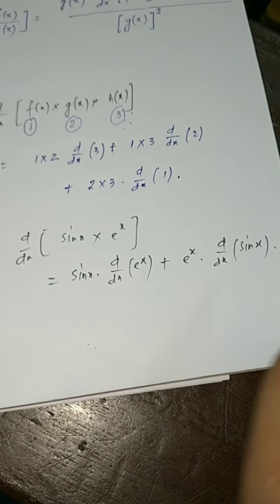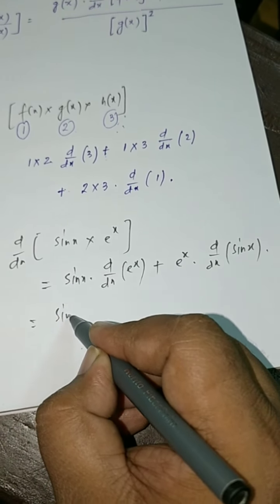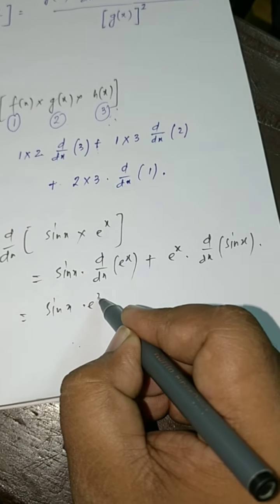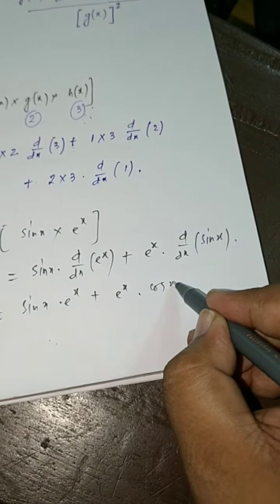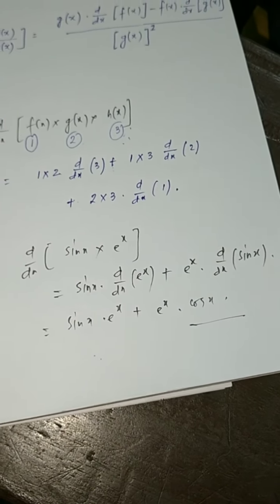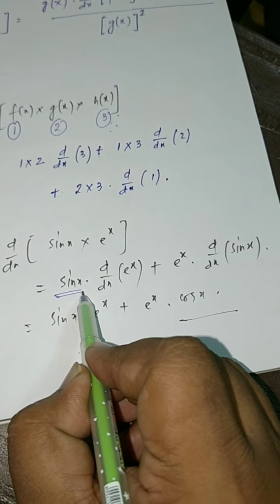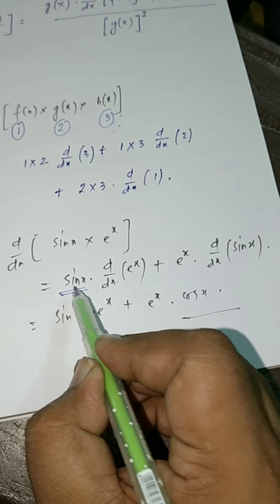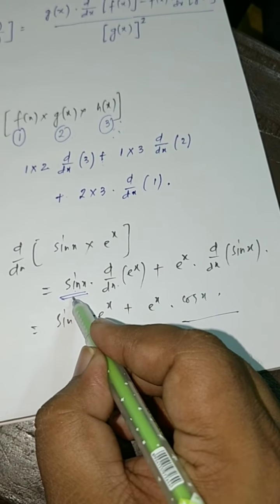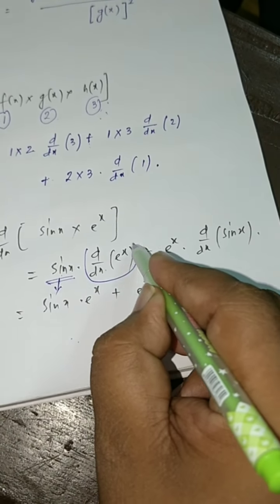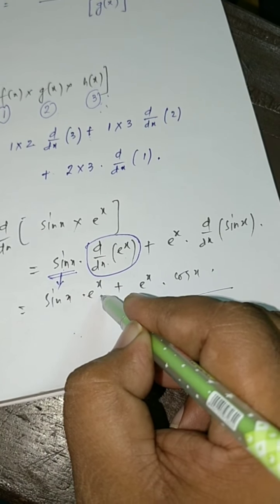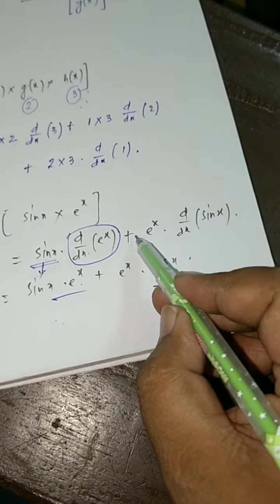Correct? So it will become sin x times d/dx of e^x, which is e^x, plus e^x times d/dx of sin x, which is cos x. We should note one thing here, that sin x was sitting idle. It was outside the differentiation, so it will not be modified in any way. Sin x will come as such. Now what is d/dx of e^x? We have the direct formula, it is e^x, so we have written it here. The plus sign has been carried forward.